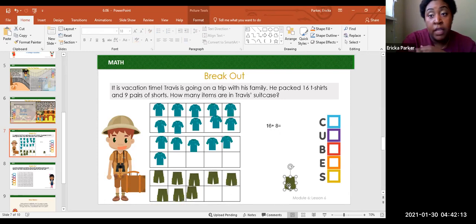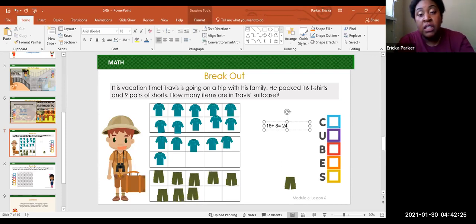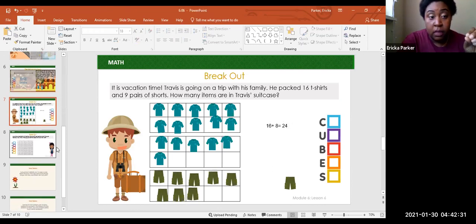Oh, I still had too many shorts. Okay, let's throw the shorts over here to the side. We got 16, 17, 18, 19, 20, 21, 22, 23, 24. So our answer is 24. He had 24 items in his suitcase. Okay. If you didn't quite get that one, pause it, rewind it, play it back again.